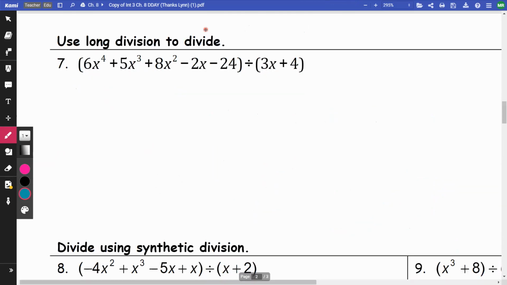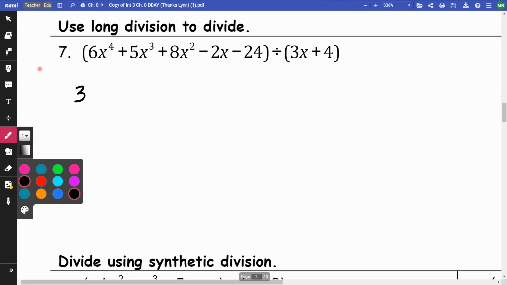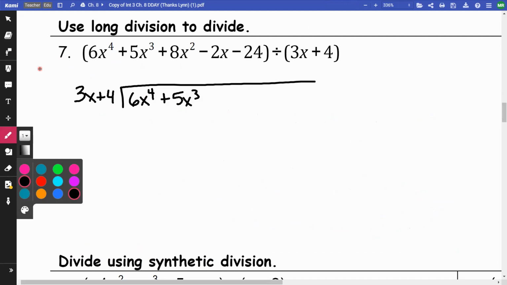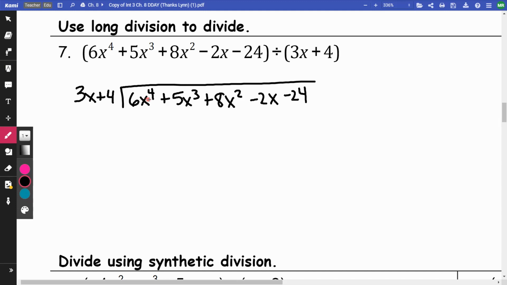On number 7, we're going to do long division. So I'm going to have 3x plus 4 into, and I want to make sure it's in descending order, 6x to the 4th plus 5x cubed, and I'm not missing a term, plus 8x squared minus 2x minus 24. If I was missing any term below the 4th power, I would have put like 0x cubed or 0x squared, or even 0 if it was the constant.